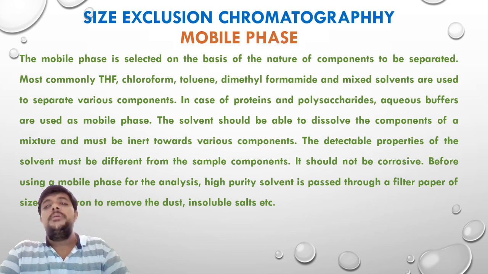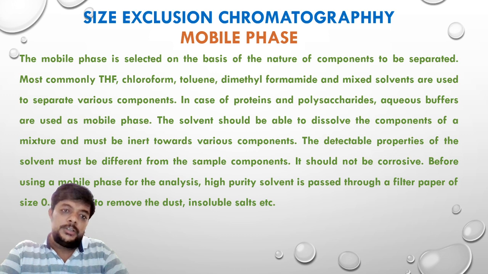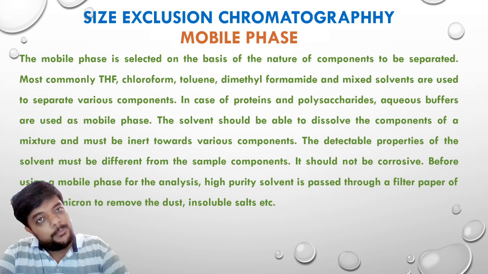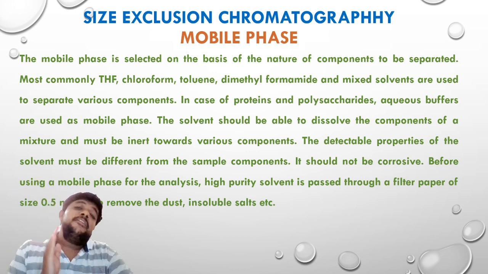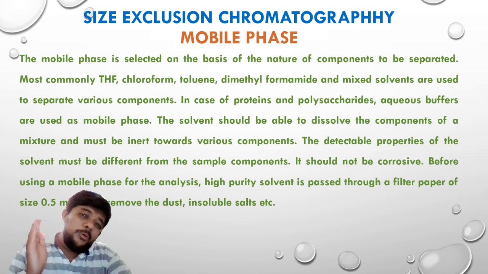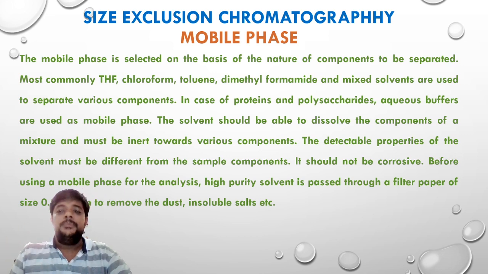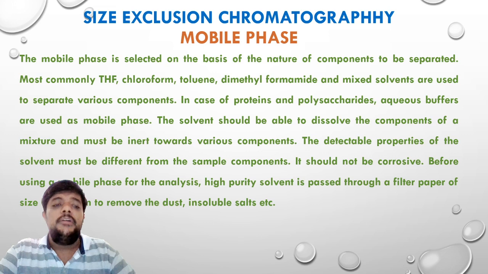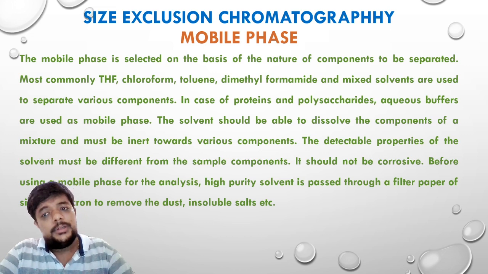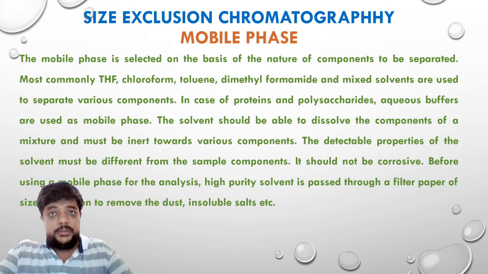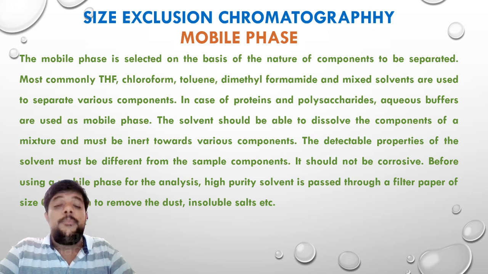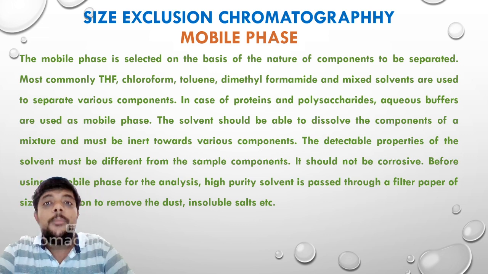The solvent should be able to dissolve the components of a mixture and must be inert towards various components. Keep very well in note that your mobile phase should not react with your sample. The detectable properties of the solvent must be different from the sample component. It should not be corrosive, otherwise it will corrode the column, which is made up of metal. Generally, stainless steel is used as an anti-corrosive material.